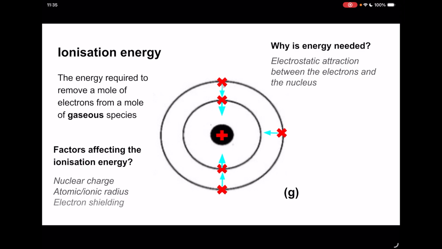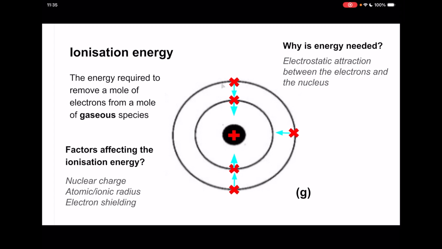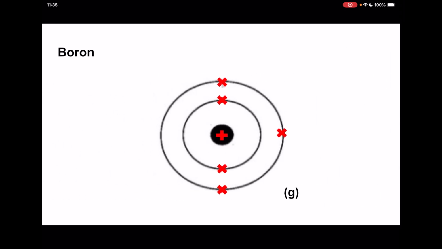And the other factor is electron shielding. So any inner shells that you've got between the electron removed and the nucleus, they're going to create shielding. So they're going to block or reduce the attraction between the protons in the nucleus and the electron that's being removed. So for the purpose of the video, I'm going to use boron to illustrate ionization energy, and I've chosen that because it's got 5 electrons, so it's only got 5 ionization energies. So it's not going to take us too long to explain everything.